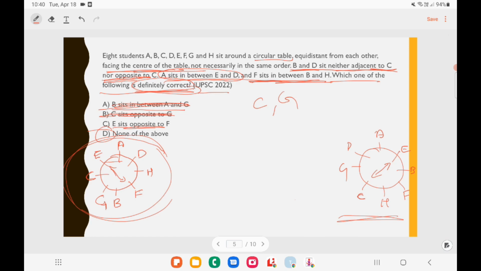If the question was which one of the following is possibly correct, that means it can be correct in only one possibility. Then in that case, this would have been the answer. But here it is asked which is definitely correct. So this is the correct answer. None of the above is the correct answer. So you need to draw more than one possibility. Otherwise you will get the question wrong.